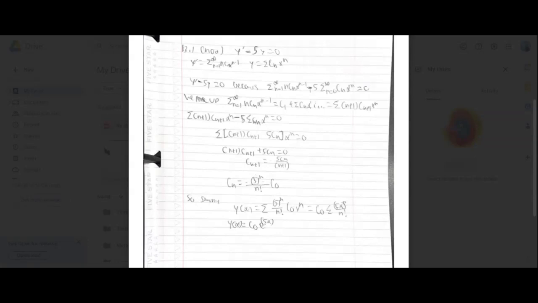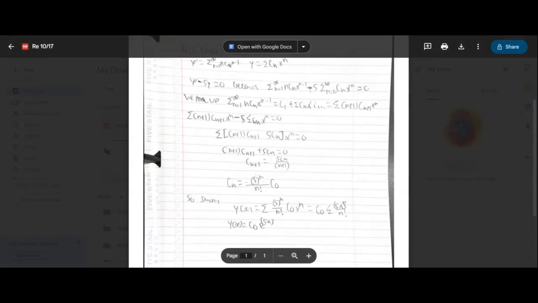the terms equal 0. So doing so, we get n plus 1 times c of n plus 1 plus... actually, I made a mistake here. It's supposed to be minus 5c of n, which would then make it positive 5c of n over n plus 1. So obviously, it's a very common one and very easy to solve.